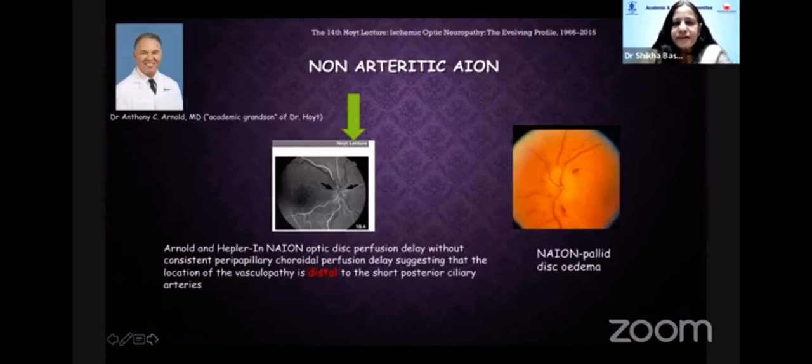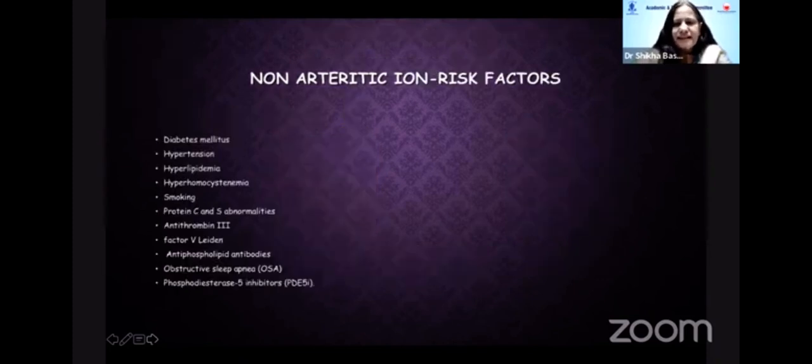Anthony Arnold's chapter on ischemic optic neuropathies in Walsh and Hoyt, and he was the first one to notice that in NAION, optic disc perfusion delay is without consistent peripapillary choroidal perfusion delay. So this was suggestive of the fact that this vasculopathy is distal to the short posterior ciliary arteries. Now, these patients can have various risk factors, and when you work them up, the common culprits that are found are diabetes, hyperhomocysteinemia, and obstructive sleep apnea.